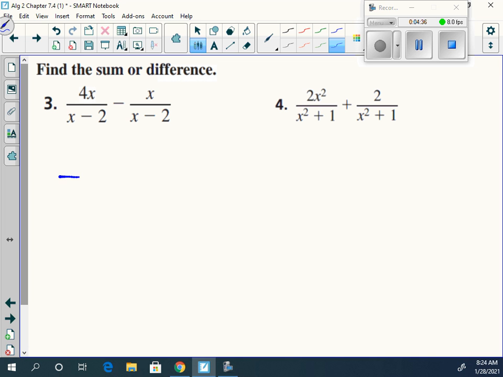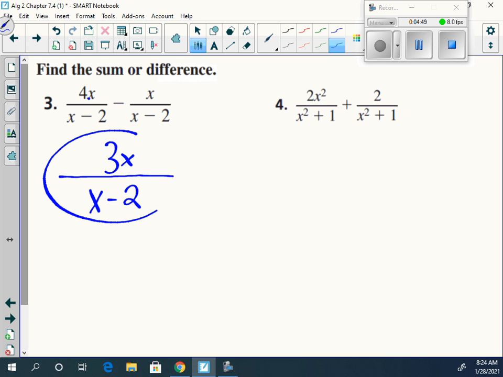So let's look at number 3. Can we subtract these? The denominator is going to stay the same. And for the numerators, we're going to do 4x minus x, which is 3x. And for here, x cannot be what? Positive 2.